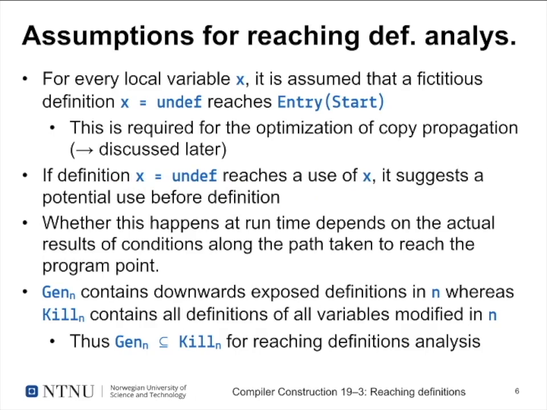Whether this happens at runtime depends on the actual results of the conditions along the path, so which branches we take, which loops we are actually going to execute one or more times to reach the given program point. So when we look at the gen and kill sets, gen contains the downward exposed definitions in a basic block n, whereas kill contains all definitions of all variables that we have modified in n. So for reaching definitions analysis, gen n is always a subset of kill n.